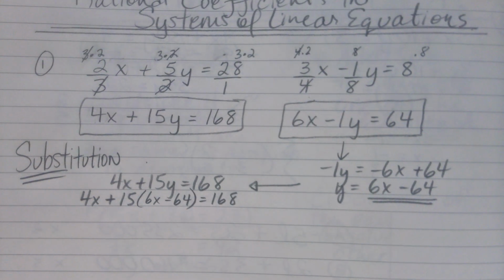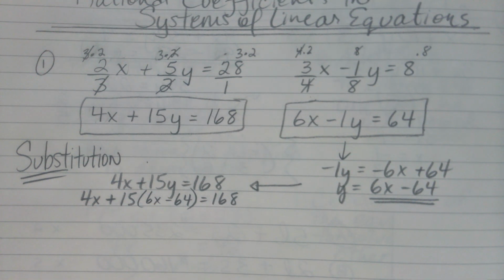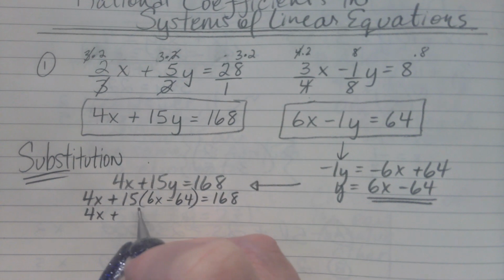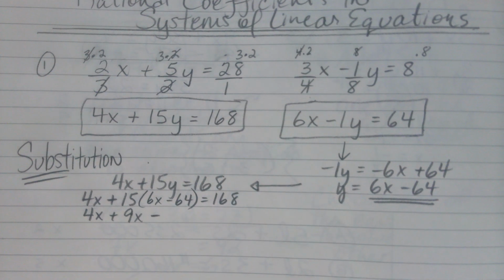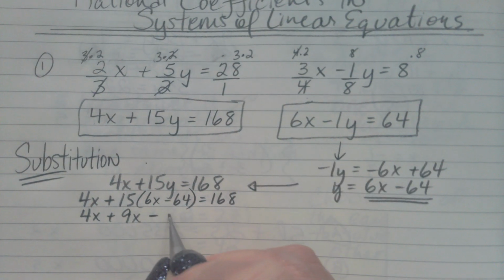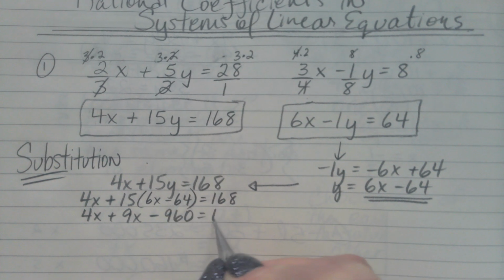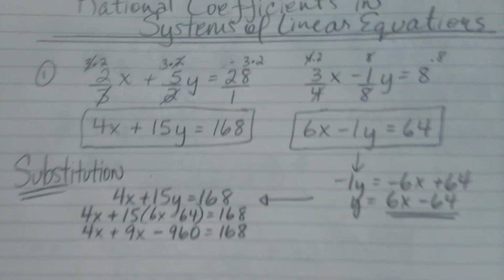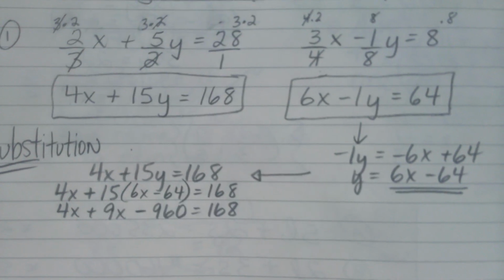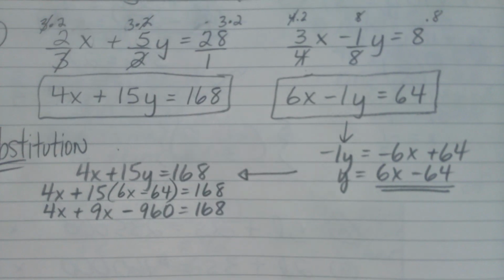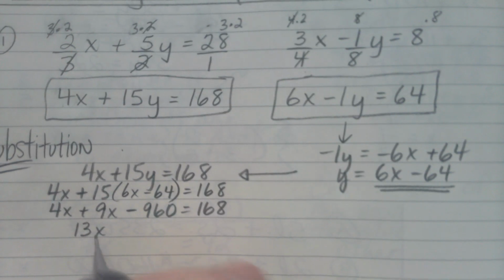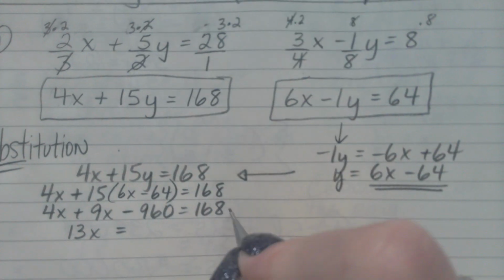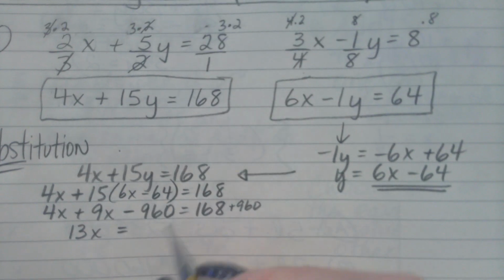So I'm going to get 4x plus 90x minus 15 times 64, which gives me a negative 960, equals 168. That's a big number. So I get 13x equaling 168 plus the 960. So I'm going to add the 960 to this side.